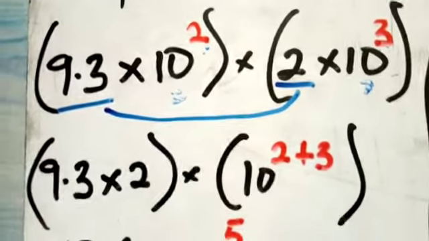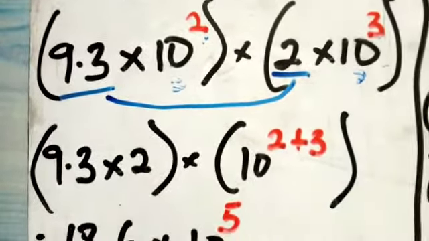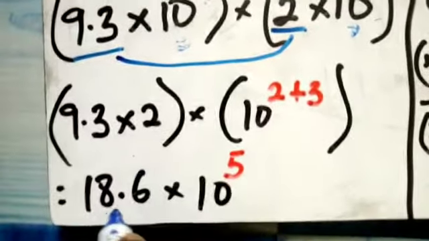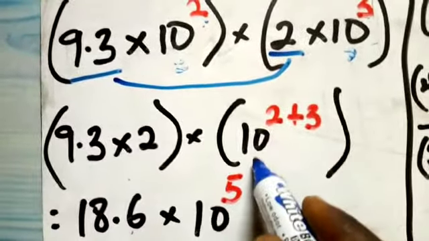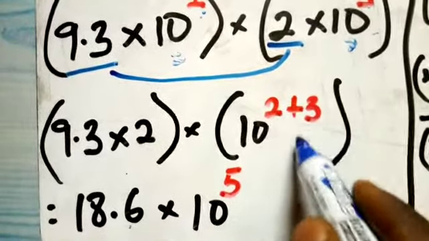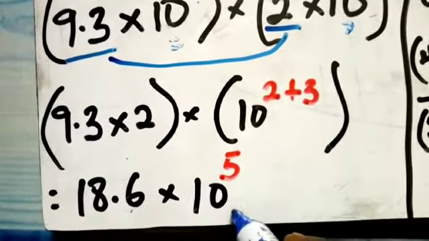So that is how you multiply. When you multiply 9.3 by 2, it gives 18.6, and then when you multiply the powers of 10, it gives 10 exponent 5. You can see that, right?